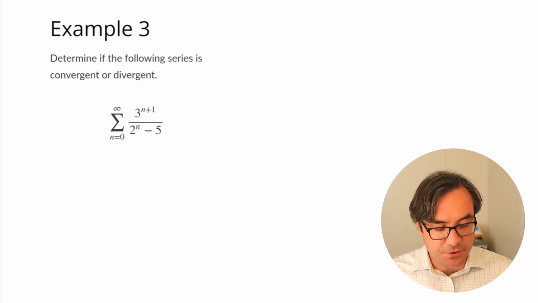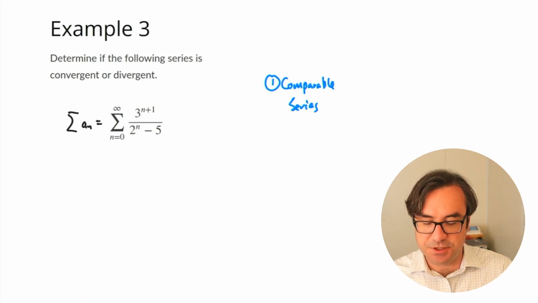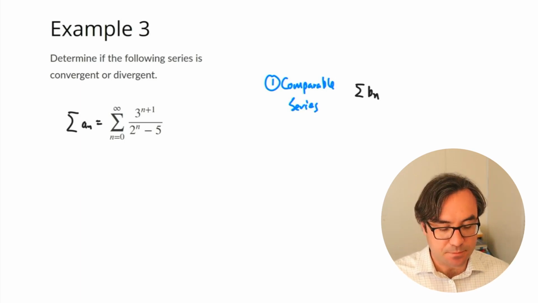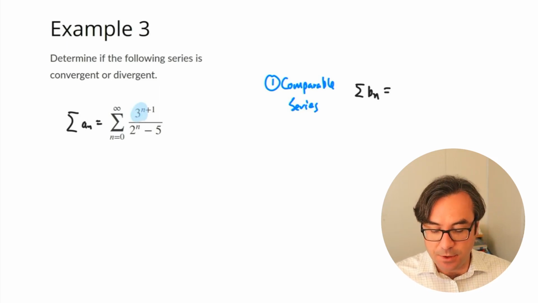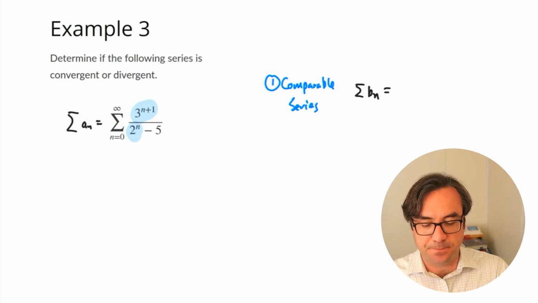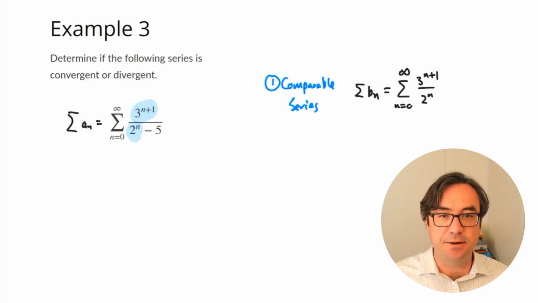So our first step here is we're going to figure out our comparable series. So we'll call this one just sigma a_n for short, and then we'll call our comparable series sigma b_n. And when we do this, again, we want to look for the dominant terms in our fraction. So, the terms that kind of take over when n is getting large. And in this case, it's the parts that look geometric. So our comparable series here is going to be n equals 0 to infinity, 3 to the n plus 1 over 2 raised to the n.